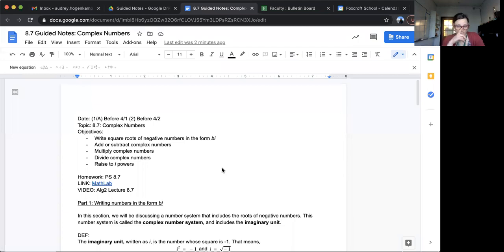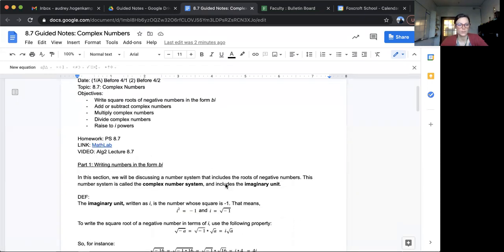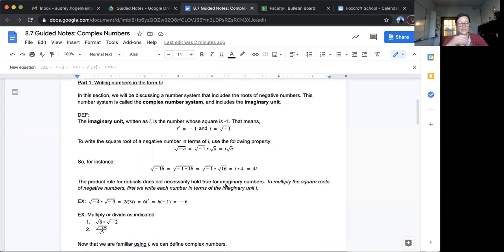All right, so the actual last part of chapter 8 is complex numbers. So without further ado, let's learn about what the heck complex numbers even are. All right, so part 1, writing numbers in the form bi.